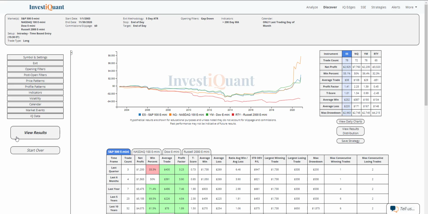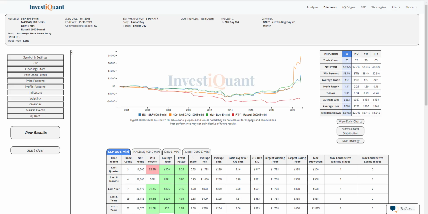All right, and here we go. These are the results of going long at 3:30 p.m. Eastern time, exiting at the close, which is 4:15 p.m. Eastern time, when it's the last trading day of the month and you gap down on the session, above a 200-day simple moving average. Historically, we've got 78 samples in the S&P, 72 in the NASDAQ, 78 in the Dow, and 65 in the Russell.